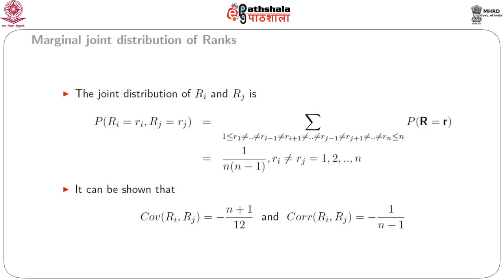The reason is that if we look at the sum of n ranks, we find that it is nothing but the sum of the first n natural numbers, which is n into (n plus 1) by 2. So, there is a negative relationship between Ri and Rj if the other ranks are kept fixed. So, we find that the correlation coefficient comes out as negative.